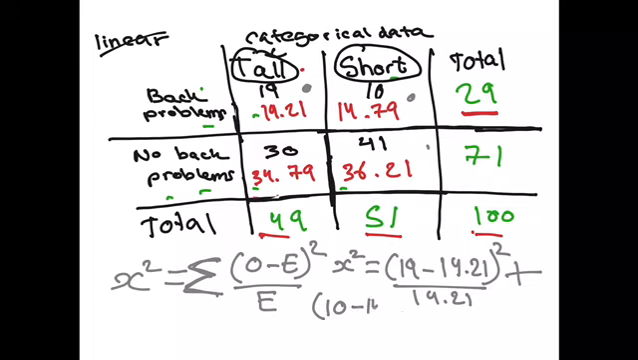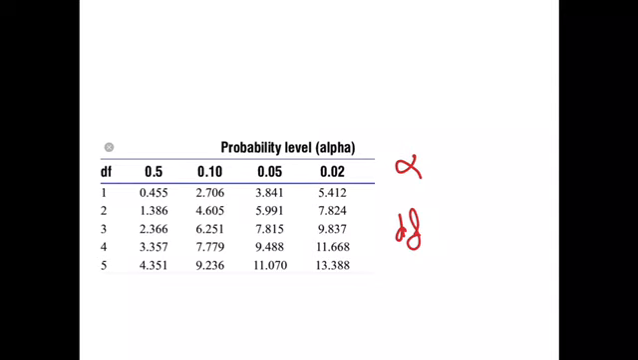(10 minus 14.79) squared over 14.79, plus the other two data points, this one and that one. So therefore, our chi-squared value should be equal to 4.46. I rounded up for simplicity's sake.